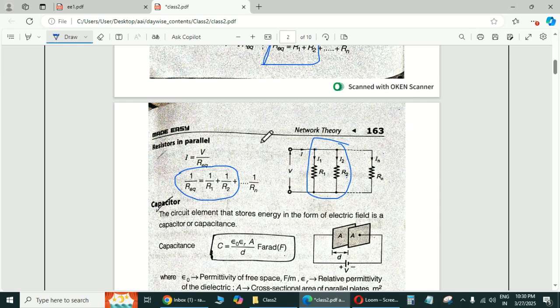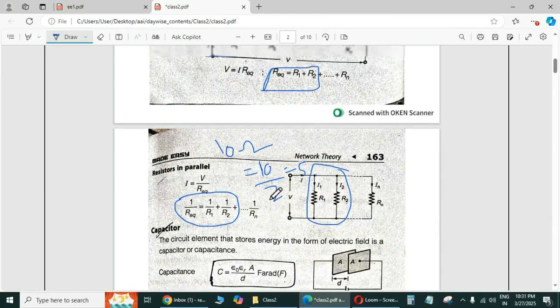Or in simpler words, if all resistors are equal, the equivalent is the value of one resistance divided by the number of resistances. Suppose I have two resistances R1 and R2, each with a value of 10 ohm. Then the parallel equivalent of both resistors will be the value of one resistor divided by the number of resistors in parallel. There are two resistors of 10 ohm, so 10 divided by 2 equals 5 ohm. So the equivalent resistance of this network will be 5 ohm.